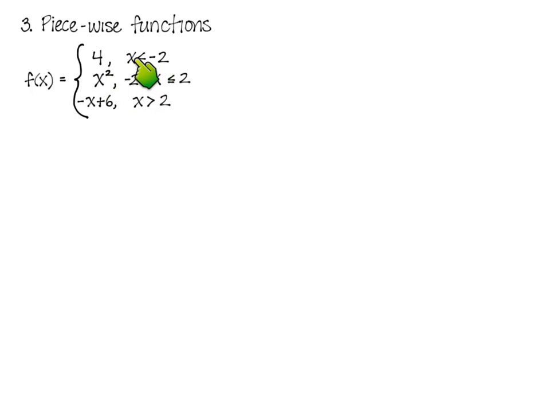When our values for our input are less than -2, this function will just return a 4. The output will be 4. When our inputs are between -2 and +2, including both of those, we will just square our inputs. When our inputs are greater than but not equal to the number 2, we will negate them and then add 6. We will follow this rule here. So this is the piecewise function for f of x.